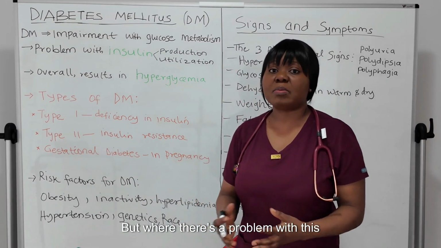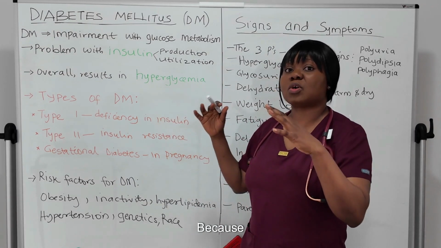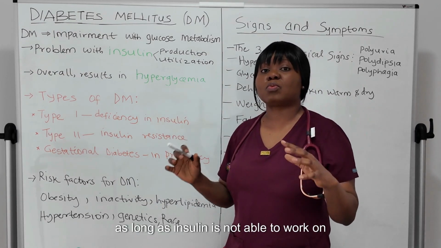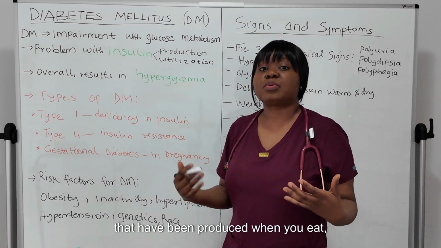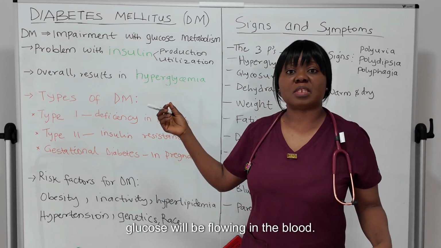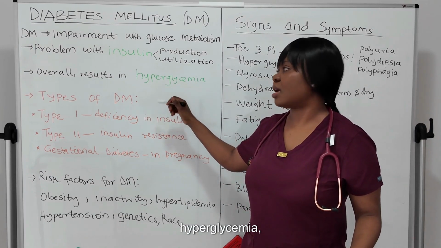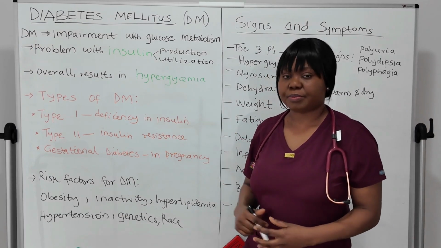But when there's a problem with this insulin, either in production or utilization, there will be hyperglycemia, because as long as insulin is not able to work on those glucose that have been produced when you eat, it means the glucose will be flowing in the blood. And when it's high in the blood, we call it hyperglycemia, high glucose in the blood.